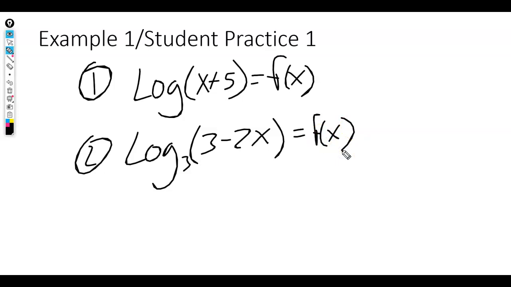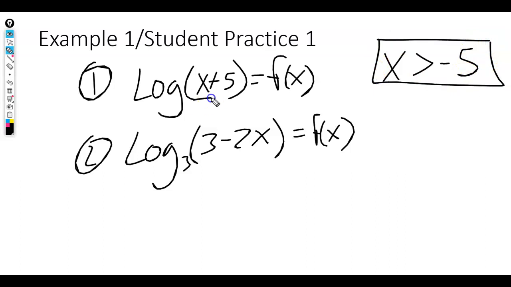All right, go ahead and pause the video there and try those two problems and see if you can get the correct answer. I'm going to put the answers up now. So for the first one, you should have gotten that x is greater than -5. So you're allowed to plug in anything you want for x so long as it is greater than -5. For the second one, you should have gotten that x is less than 3/2.